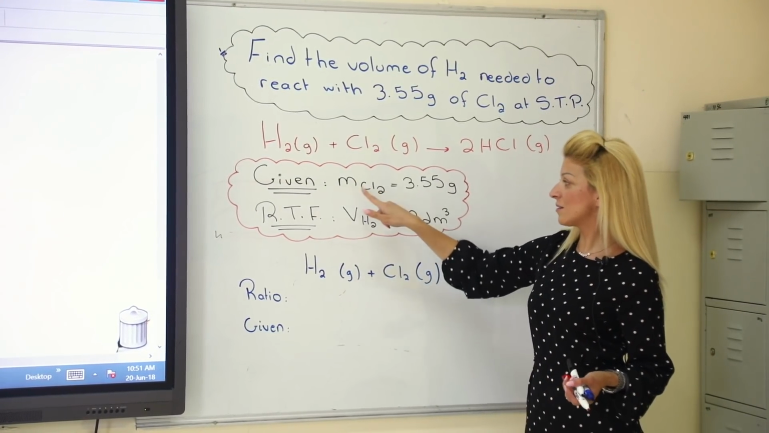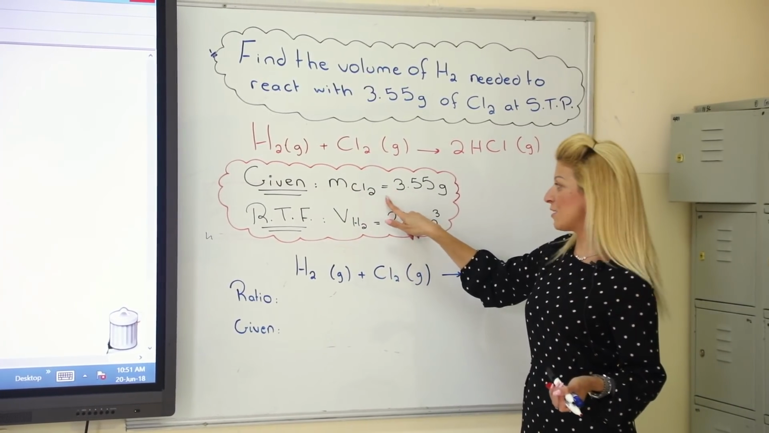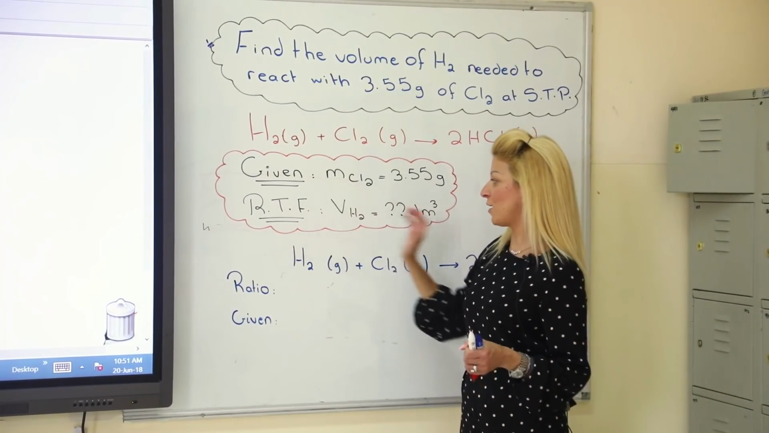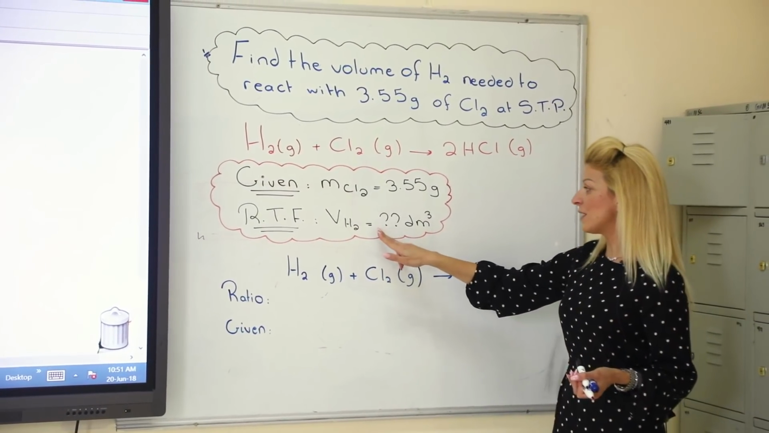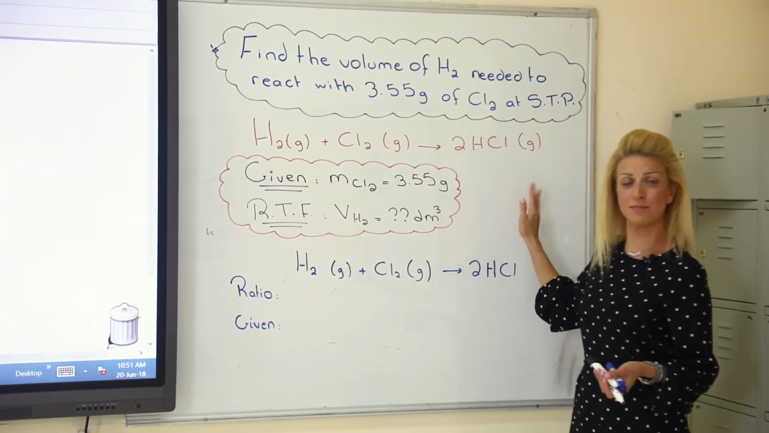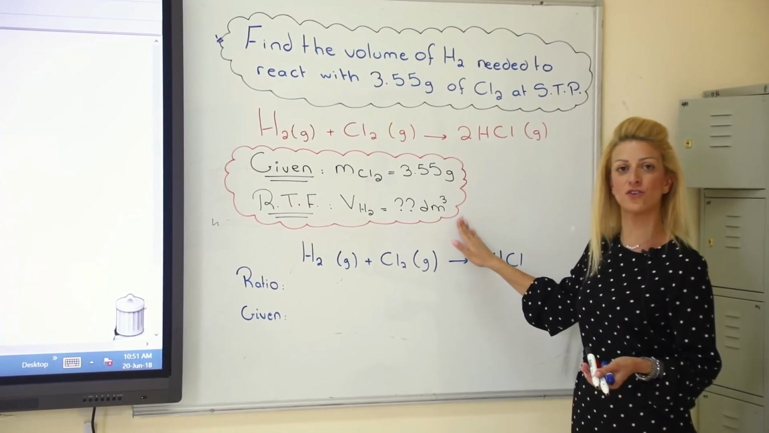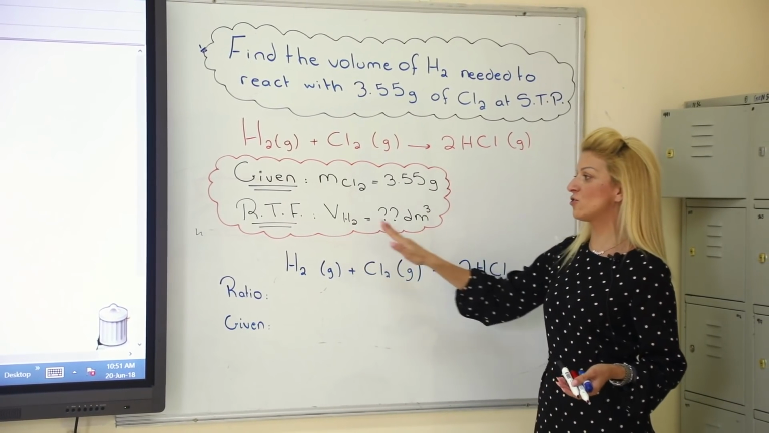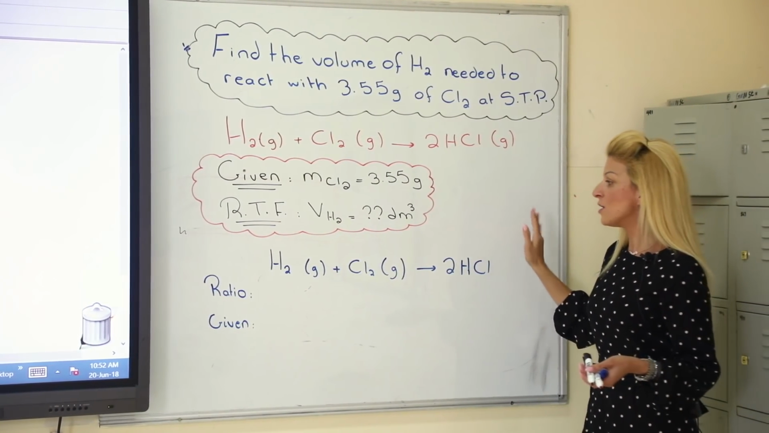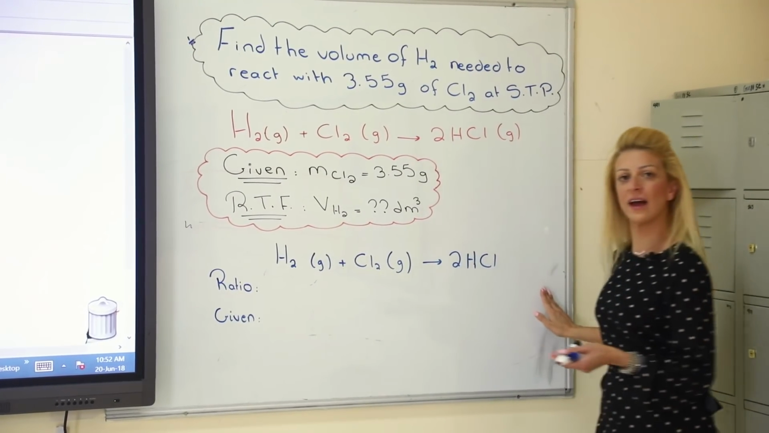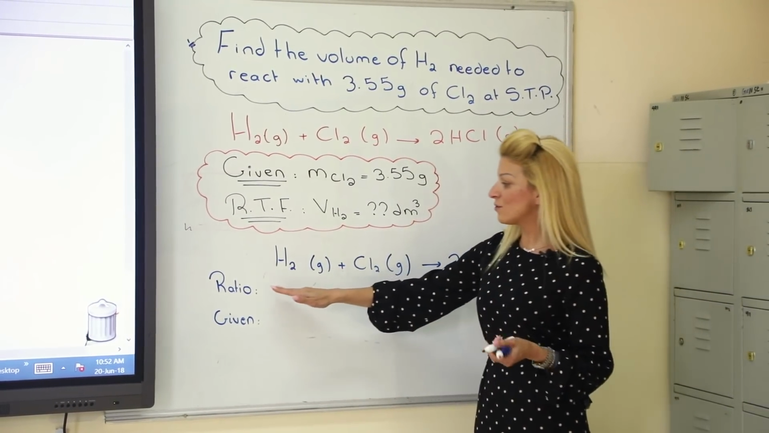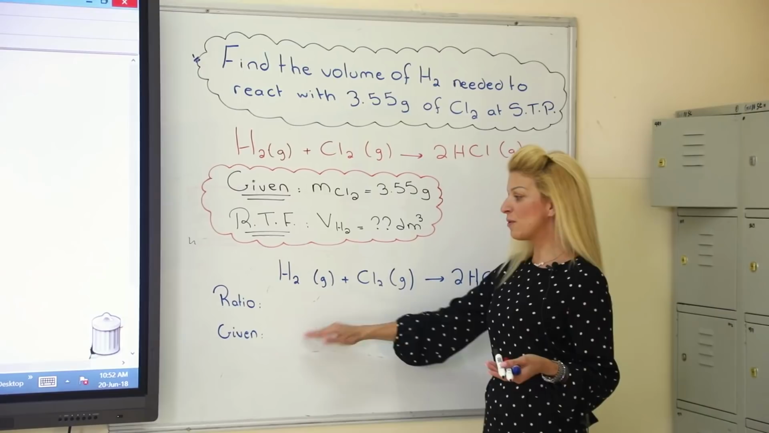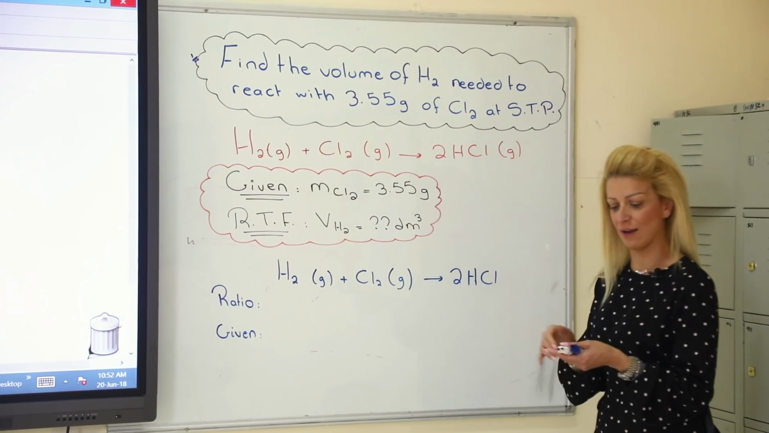So the given is the mass of chlorine, which is 3.55 grams. The required to find is the volume of hydrogen that is needed to react with this mass of chlorine at standard temperature and pressure. So we have to find the volume in decimeter cubed of hydrogen that is needed in this reaction. So I copied out the equation again, balanced, and we need to write the most convenient ratio and the given from the equation before we can cross multiply to get our answer.